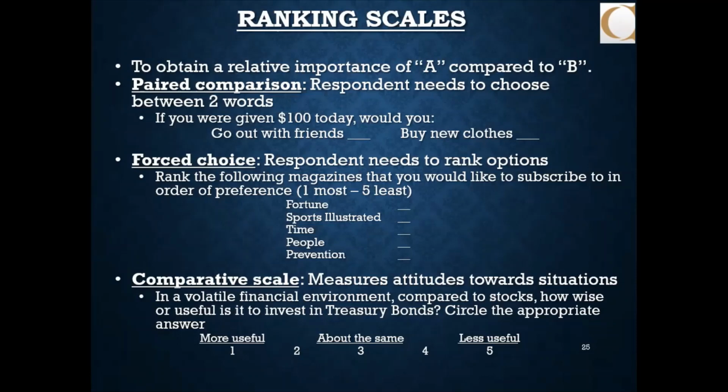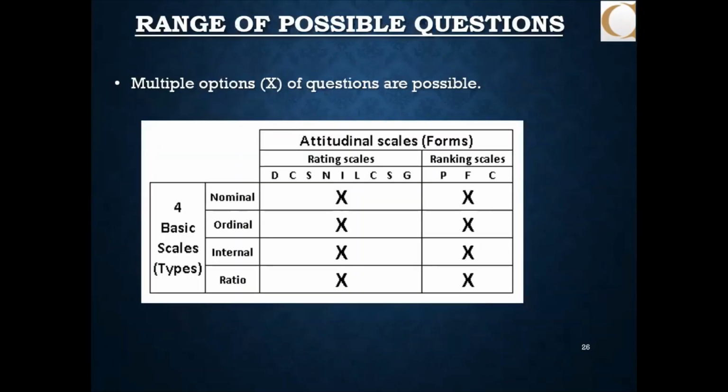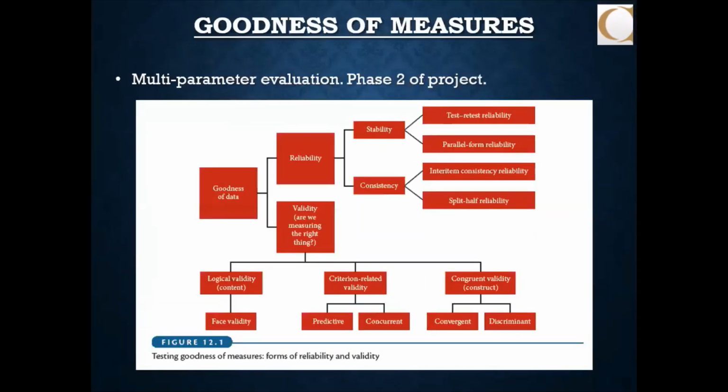Then comparative scale. You can compare it like more useful, about the same, less useful. And then range of possible questions, multiple options of questions are possible, so they could use many of them. So you can use a lot of those types of variables when you're doing a study.